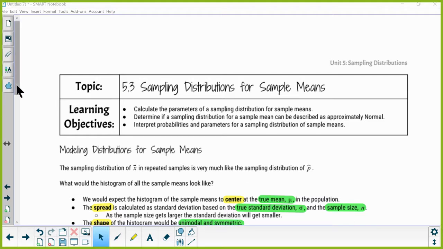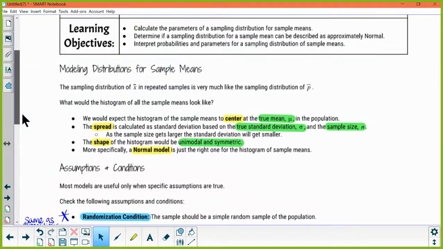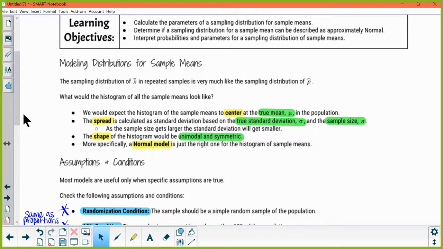So I'm going to kind of go through the first couple of things. Most of this is going to look like proportions. So sampling distribution of X bar, remember X bar is going to represent sample means, is very much like the sampling distribution of P hat, our sample proportions. So what is the histogram going to look like? Well, the center is going to be at the true mean mu. Very, very similar to proportions.